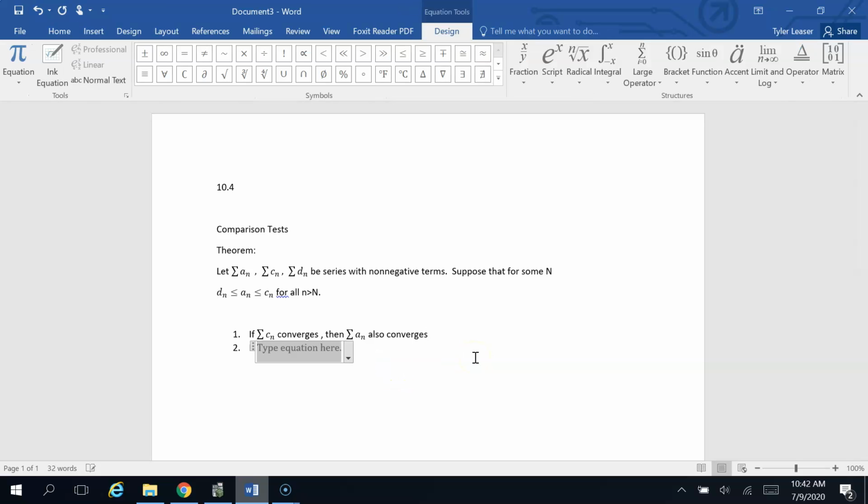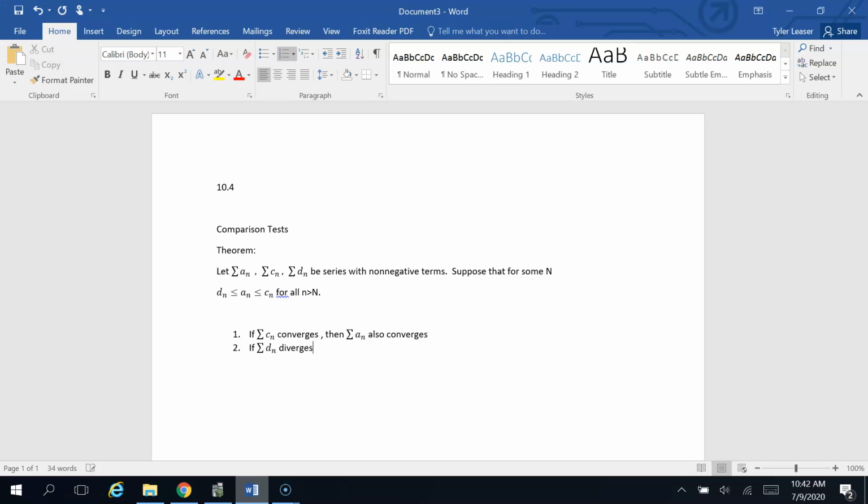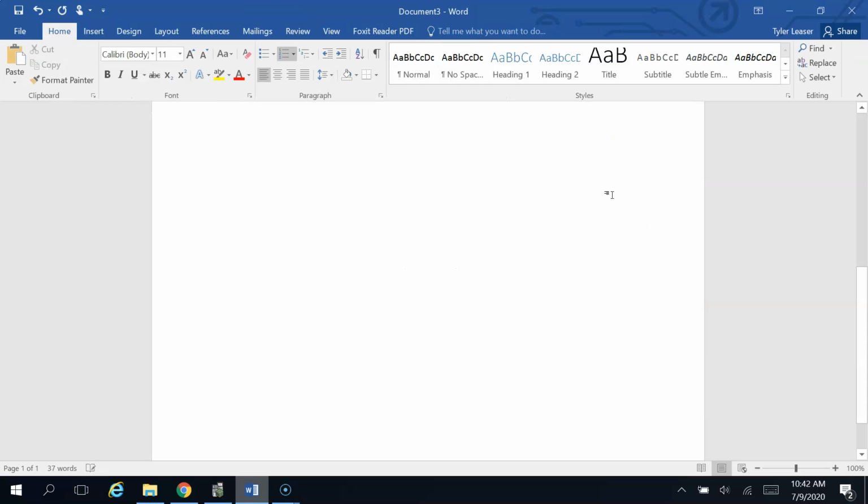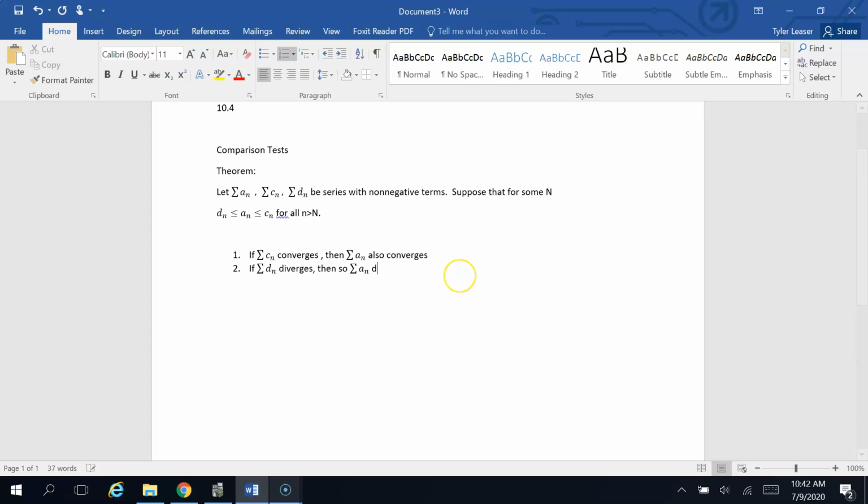2 is very similar, just the other way around. So what 2 says is that if d sub n diverges, then we also have to have that anything bigger than that diverges. Oh, geez, sorry. I need to just tear that button off of my keyboard. So same thing. If we have two sequences where one of them is smaller than the other, if the smaller one diverges, then anything bigger than that would also have to diverge.